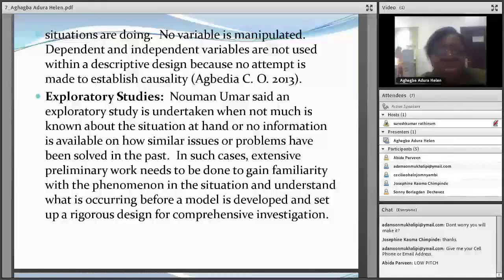Exploratory studies, according to Uman, an exploratory study is undertaken when not much is known about the situation at hand, or no information is available on how similar issues or problems have been solved in the past. In such cases, extensive preliminary work needs to be done to gain familiarity with the phenomena in the situation and understand what is occurring before a model is developed, and to set up a rigorous design for comprehensive investigation.